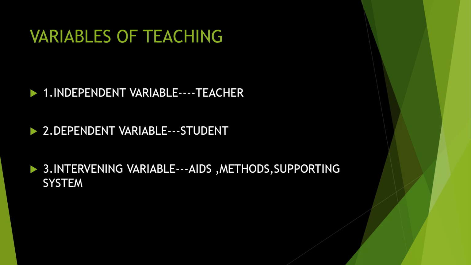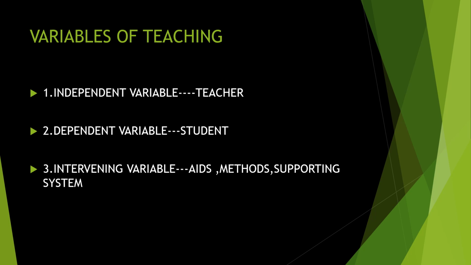Okay. So the teacher is an independent variable. Why? Because she doesn't need something from others for this teaching purpose. She's an independent variable. She's standing alone there. And the student is the person who is dependent on the teacher. The student is dependent on the teacher. So it is the dependent variable.